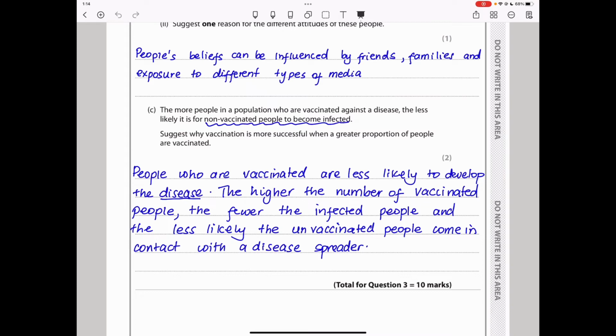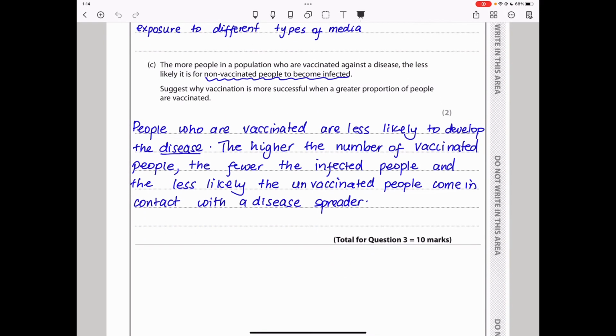So here I said, people who are vaccinated are less likely to develop the disease. This means the symptoms. So they could be infected, but their immune system can fight really fast in order to prevent the disease symptoms from coming out, or the person from experiencing the symptoms. So then I say the higher the number of vaccinated people, the fewer the infected people, and the less likely the unvaccinated people come in contact with the disease spreader.